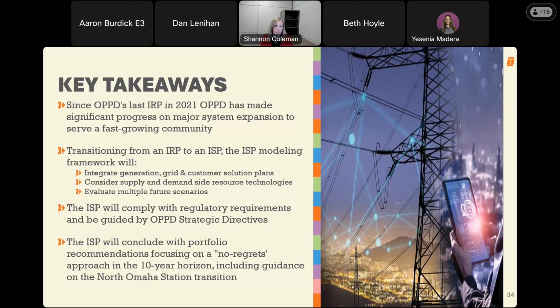Comparing the candidate portfolios that result from the modeling process, we'll look for commonalities that show benefits in multiple futures to mitigate the risk of the unknown, with the goal of recommending a no regrets system expansion plan. The ISP recommendations will also provide guidance on the North Omaha Station transition as directed by our board. The plan will help determine the timing, resource technologies, and grid enhancements that we need to undertake to support the safety and reliability of the system as we move forward with the transition.